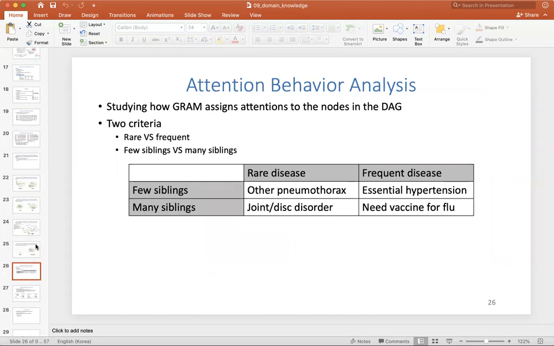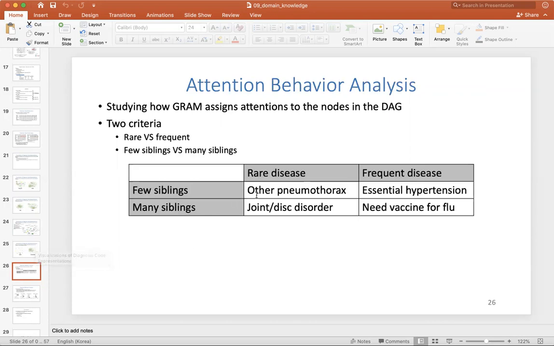All right, so moving on to the attention behavior analysis. As I said, you will see some interesting insights here. The core assumption of GRAM was that when you are trying to inject the domain knowledge, we were hoping that the rare nodes would be indirectly learning from the popular, the frequent nodes. And here we're trying to see that happen.